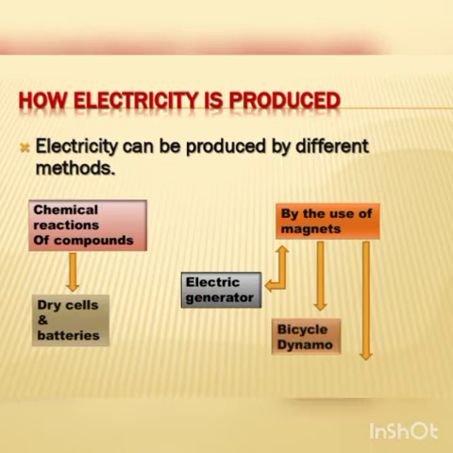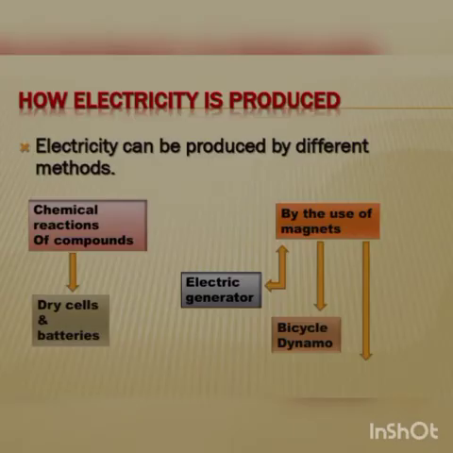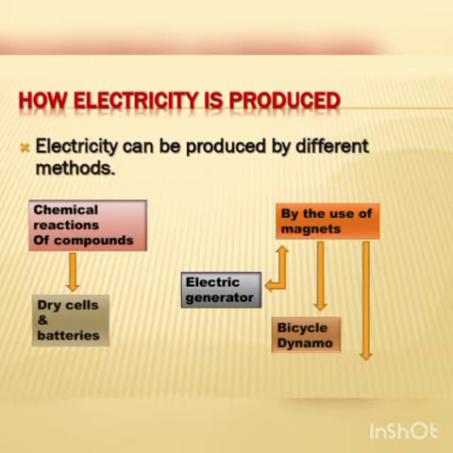Second one is the bicycle dynamo. In the bicycle dynamo, actually a magnet rotates within the coil with the help of mechanical force, and that mechanical force is produced by the movement of the wheel. In this way, the bulb on the cycle can be lit up with the help of this electricity.